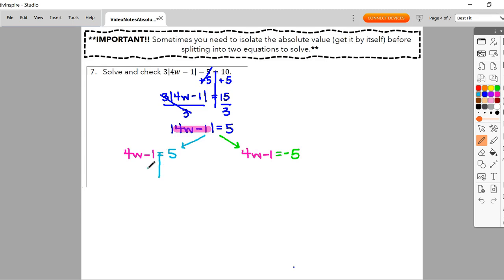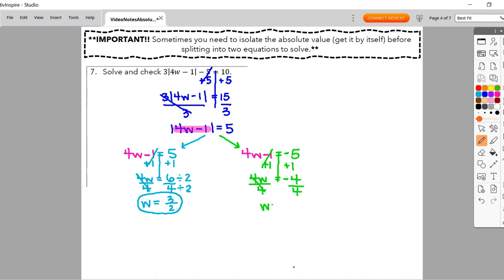First one here on the left, I will add 1 to each side. 4w is now equal to 6, and I will divide each side by 4. That cancels out on the left, and I'll simplify my fraction on the right because I know 6 and 4 are both even numbers, so they're divisible by 2, giving me 3/2 as my simplified fraction. We'll go ahead and solve the right equation by adding 1 to each side. 4w now equals -4. And we divide by 4 to get w by itself, and -4 divided by 4 is -1.